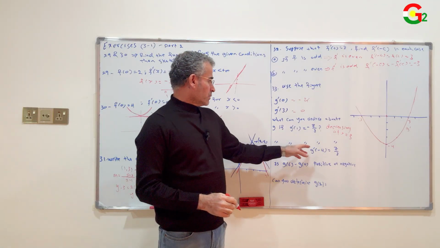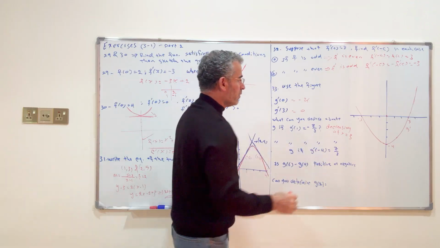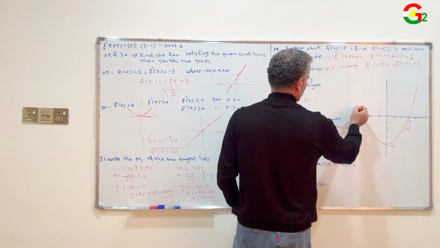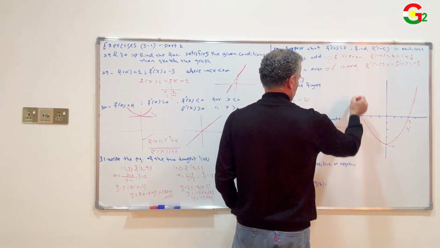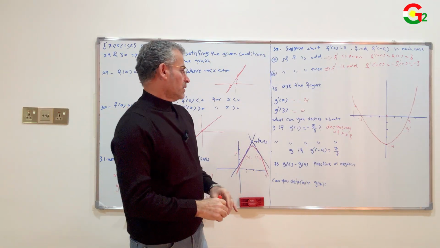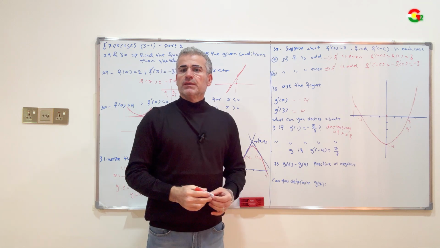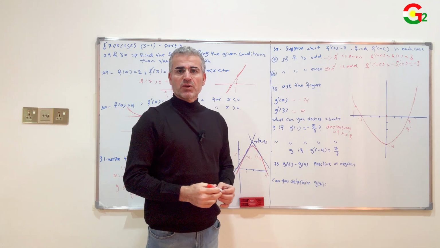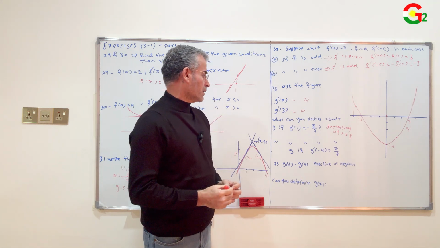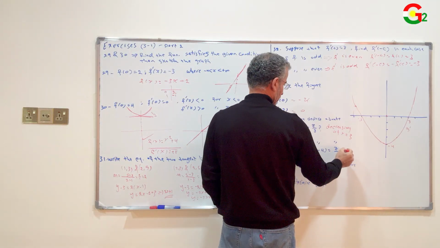What can you deduce about g if g prime of negative 4 is positive 7 over 3? Since g prime is positive, then the function is increasing at x equals negative 4.